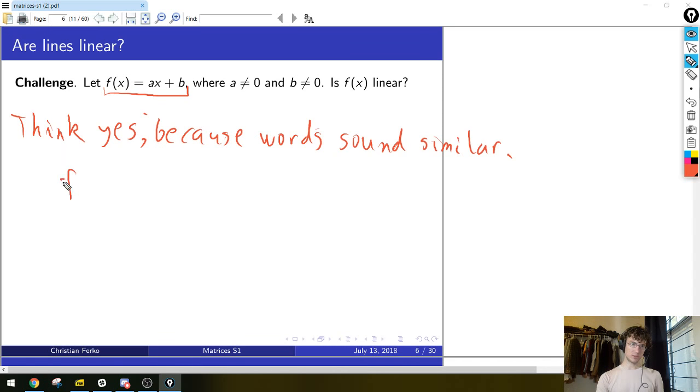So let's do f of x plus y, since we have to prove this is f of x plus f of y. So let me ask you, what should I put after the equal sign if I plug in x plus y into this function?